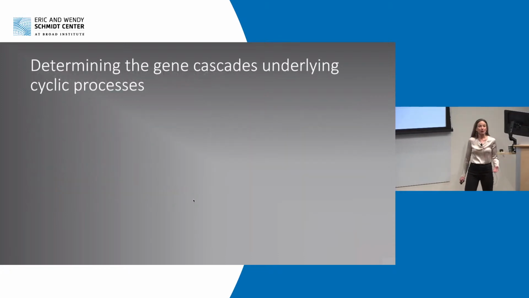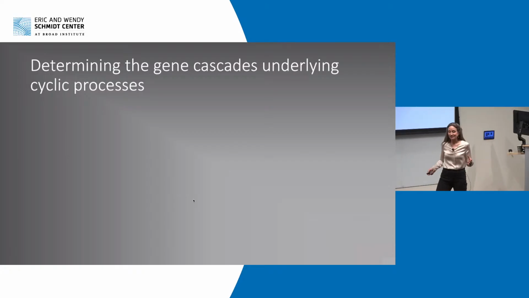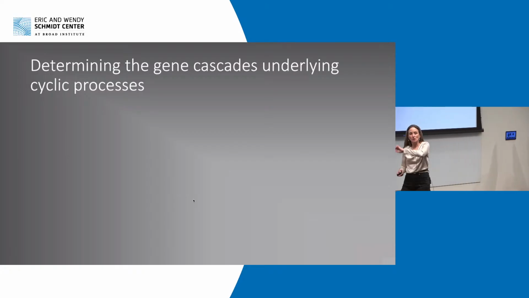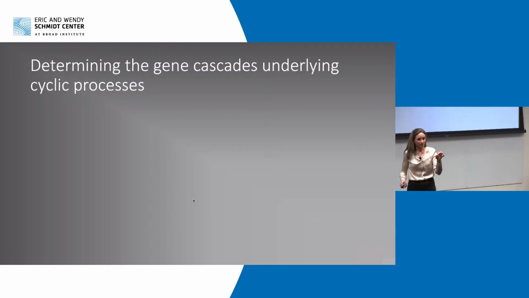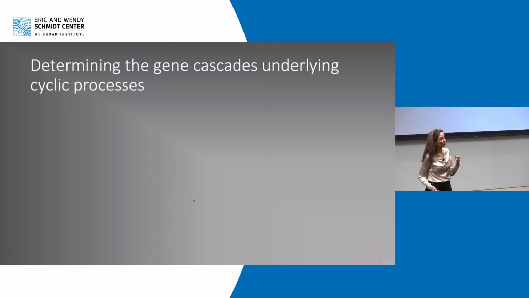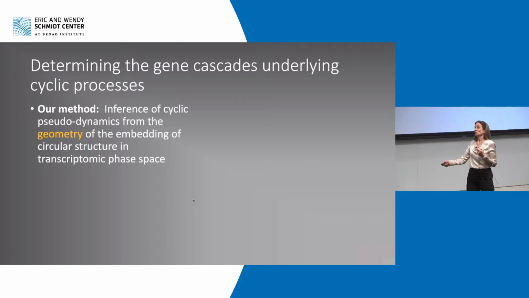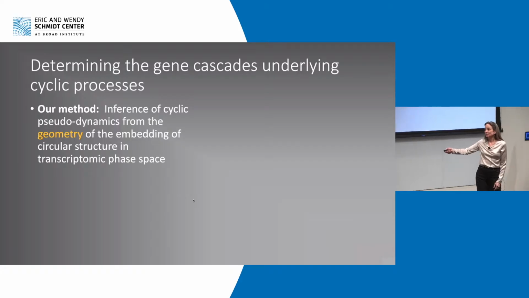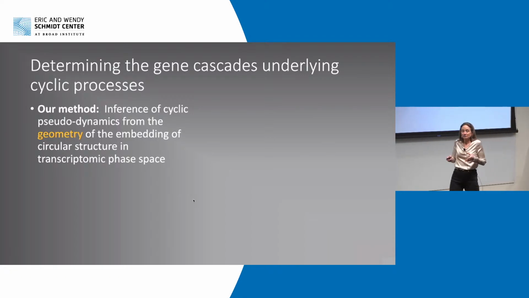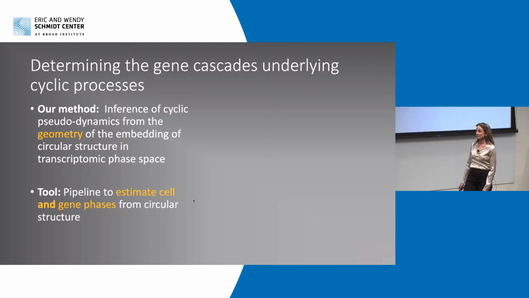The other type of problem we want to study is, okay, once we've identified these cyclic processes and we can say where in the process the different cells are, we'd like to see which genes are actually involved in these processes and in which order these genes are activated through gene cascades. So we're going to use geometry, another kind of mathematics, to analyze the dynamics of gene activity in these cyclic processes. And we're going to look at this by looking at the embedding of this circular structure in transcriptomic space.